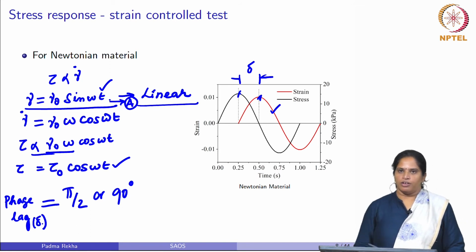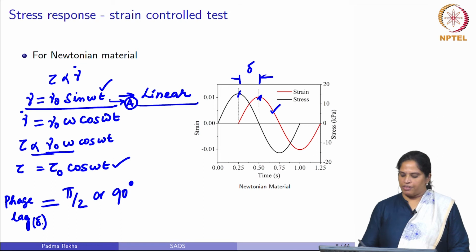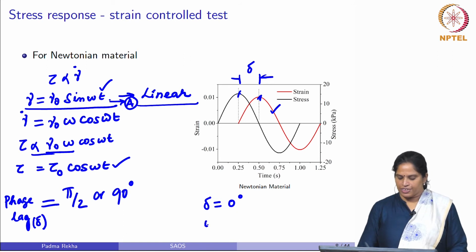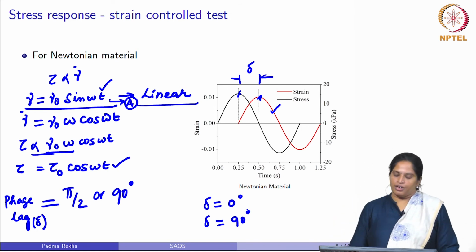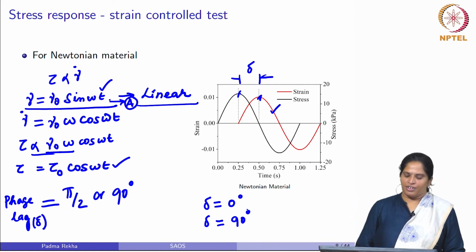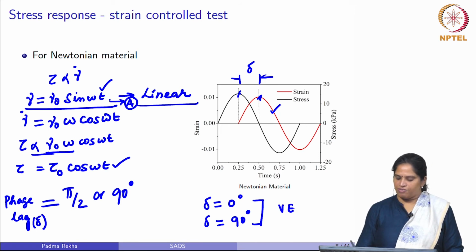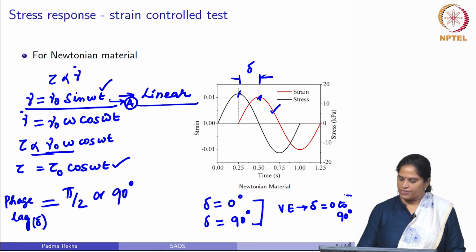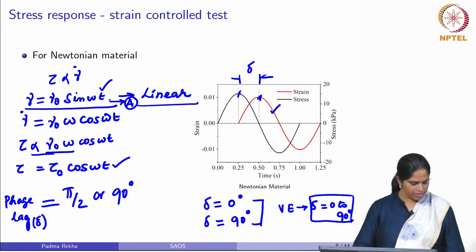So, we will use a delta term here to represent a phase lag or a phase angle. This is an ideal Newtonian material. So, we have an elastic material with a phase angle of 0 degrees, no lag, and a viscous material with a phase angle of 90 degrees, maximum lag. Now, a viscoelastic material exhibits a combination of an elastic and a viscous behavior. In such a case, the phase angle delta will lie between 0 and 90 degrees. So, we will keep this concept in mind to frame the stress equation for a viscoelastic material.